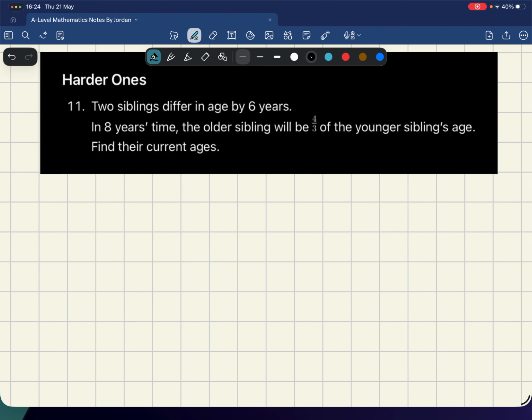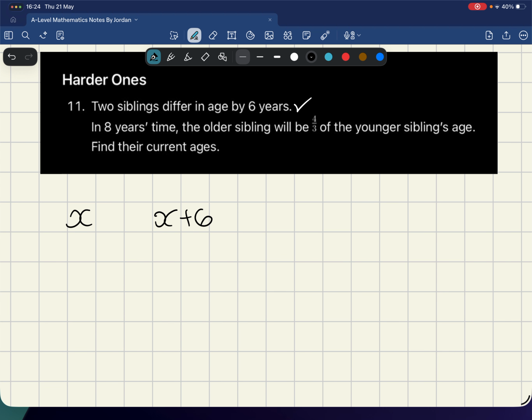So two siblings here differ in age by 6 years, which means one of them is going to be 6 years older than the other. We'll treat that situation first, working with this first line to start with. If I call one of the siblings X, then I can call the other sibling X plus 6.